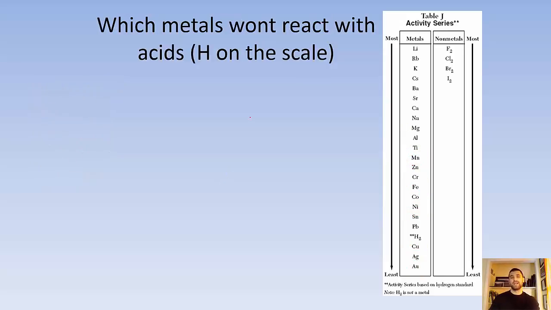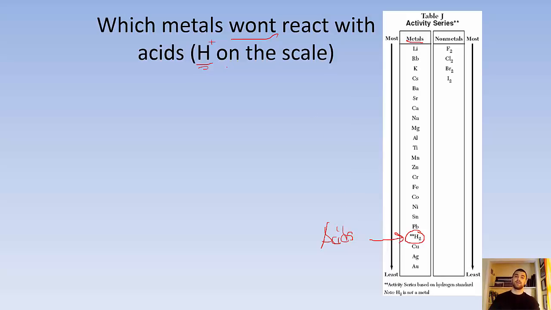Which metals won't react with acids? All right, so that is a good question, and you've got to remember that acids give you the H+. So if we're looking at the metals list, even though H isn't a metal, it's listed on there for the relative activities. So we know that H2, well, that is for acids, right? That's what we're talking about. So won't react.